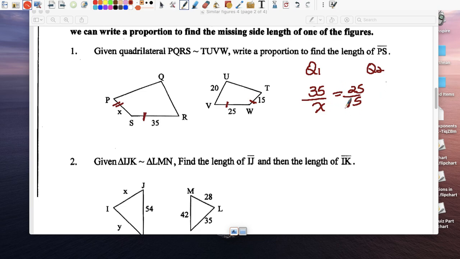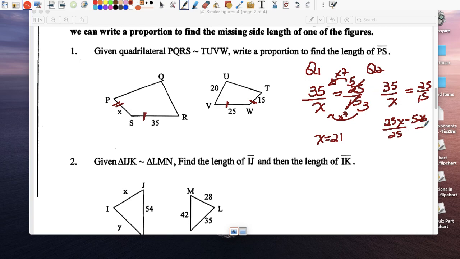You can cross multiply. There are several ways of doing this. If you don't want to cross multiply, let's say you simplify this to 5 over 3. Then you can easily see the relationship. It's times 7 times 7, so X would be 21. If you decided to cross multiply, let me write it again: 35 over X equals 25 over 15. You get 25X equals 35 times 15, which is 525.